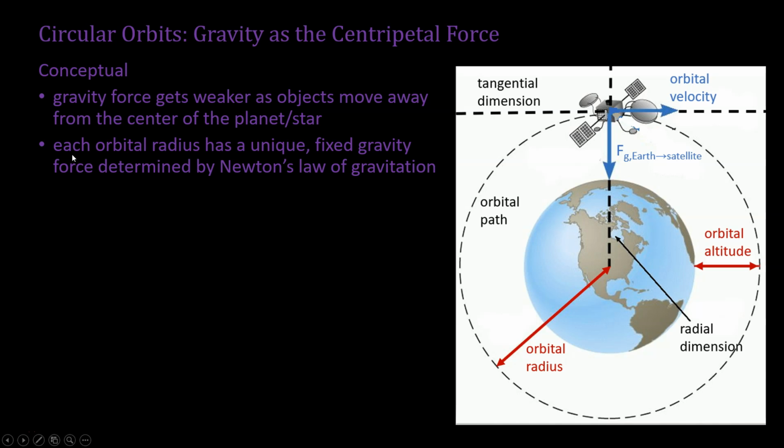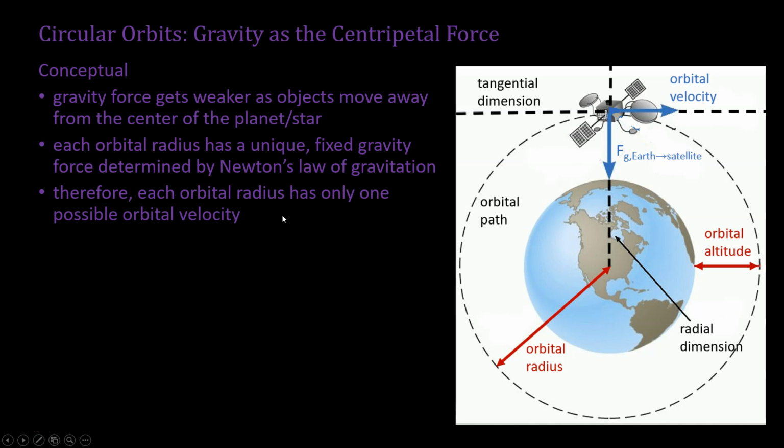And because the strength of the gravity force is a function of how far you are from the center of the Earth, each orbital radius has a unique fixed gravity force. And this is determined by Newton's law of gravitation. We're not going to get into that in this unit. We will cover that in our unit on gravitation. Therefore, each orbital radius has only one possible orbital velocity.